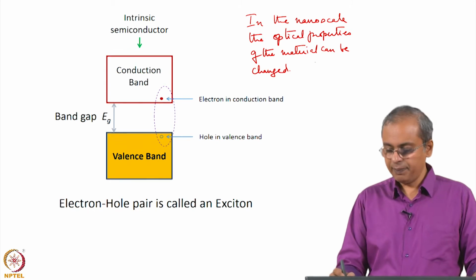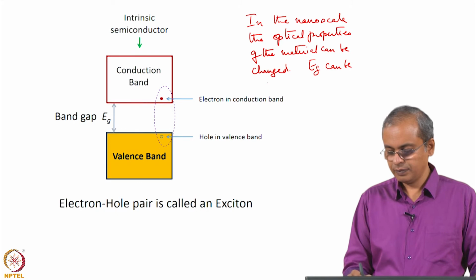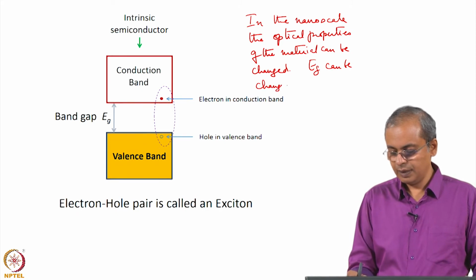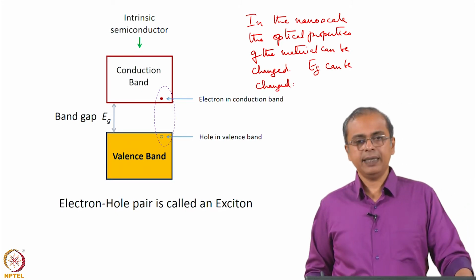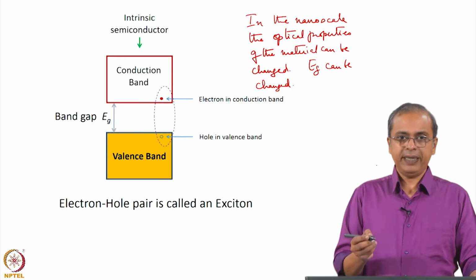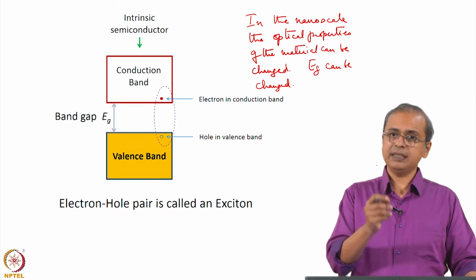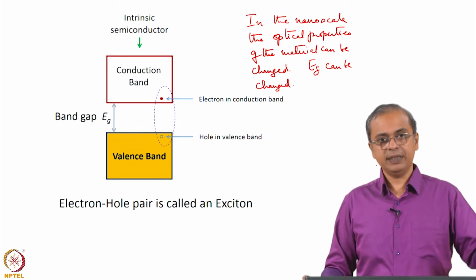Basically, we are saying that the band gap can be changed. This is a very important concept to remember. When we look for the band gap of any material in the literature, you will only see one value listed for it. You do not see a range of values.